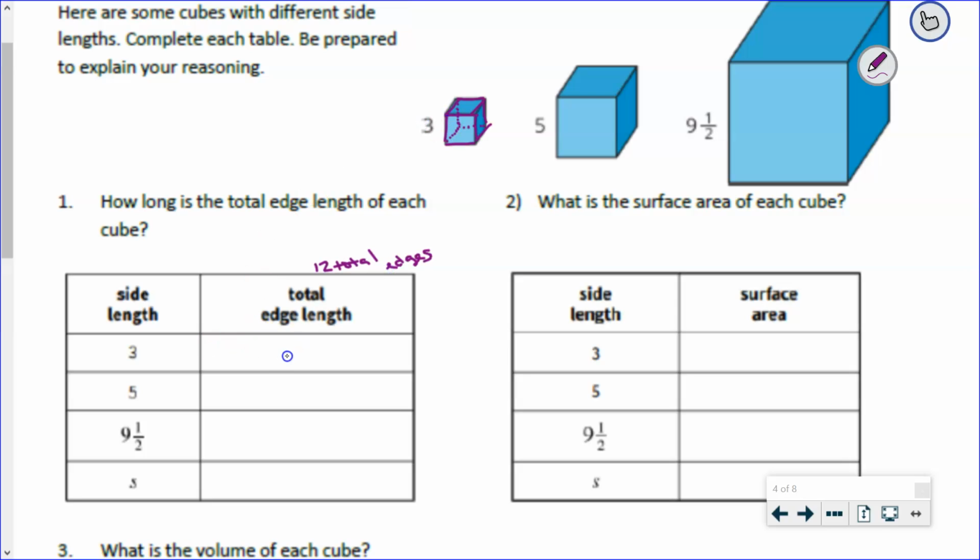How did you get that 36? Real quickly, because I know you lost track when we were trying to add it all together. What did you do in your head, Danielle?